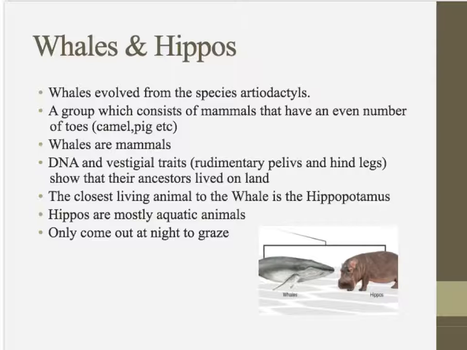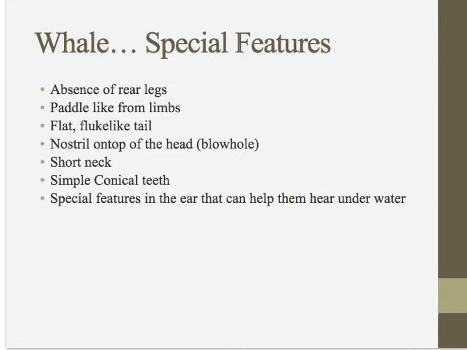The hippo, who is mostly aquatic, comes out to graze only at night. Whales have unique features of their own that they developed, such as the absence of rear legs, a flat fluke-like tail, paddle-shaped front limbs, a nostril on top of their head known as a blowhole, a short neck, simple conical teeth, and special features in their ears that allow them to hear underwater, and lastly, projecting vertebrae to help support the strong swimming muscles.